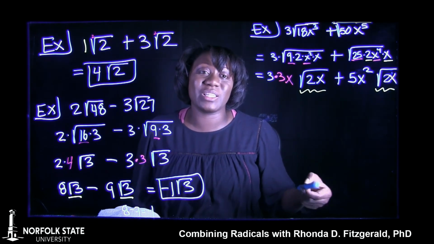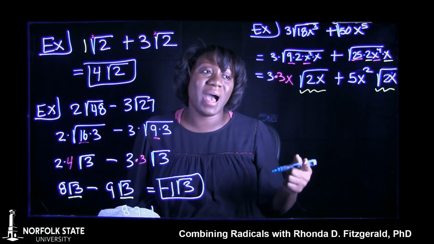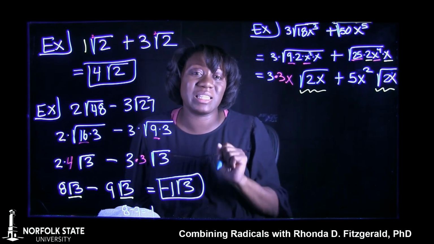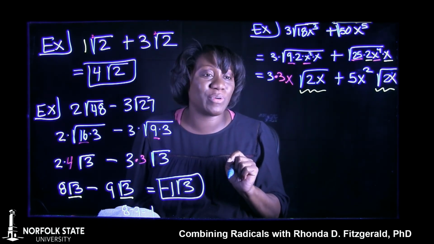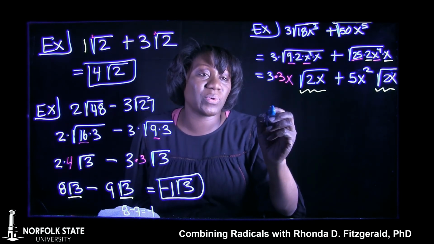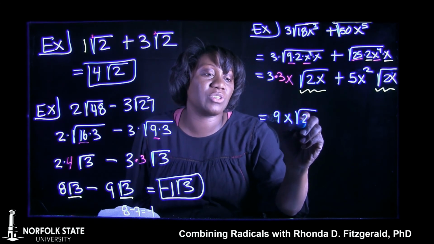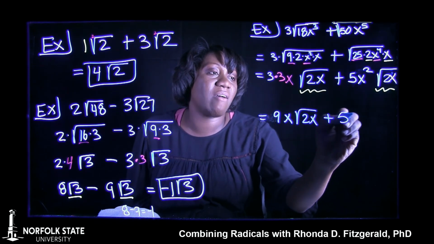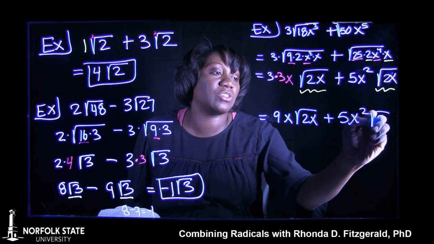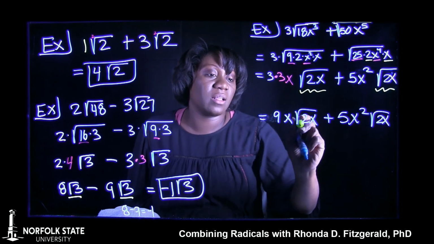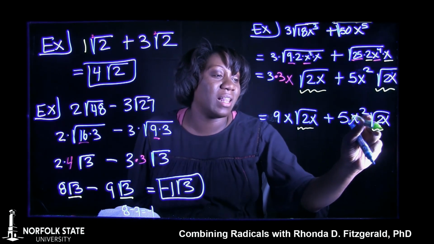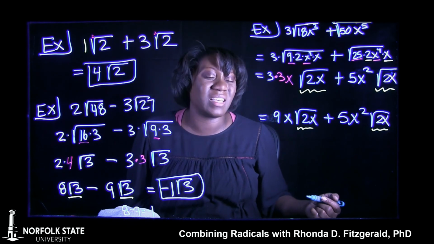And notice in our example, we now have like radicals. And so in this particular situation, we can combine them. But let's simplify and clean this up just a little bit further before combining. So 3 times 3x gives me 9x, square roots of 2x, plus 5x squared, square roots of 2x. And once again, we notice that we have like radicals. So we can combine these.